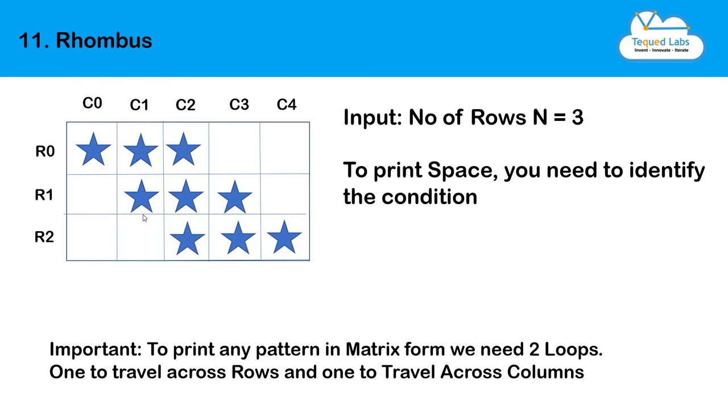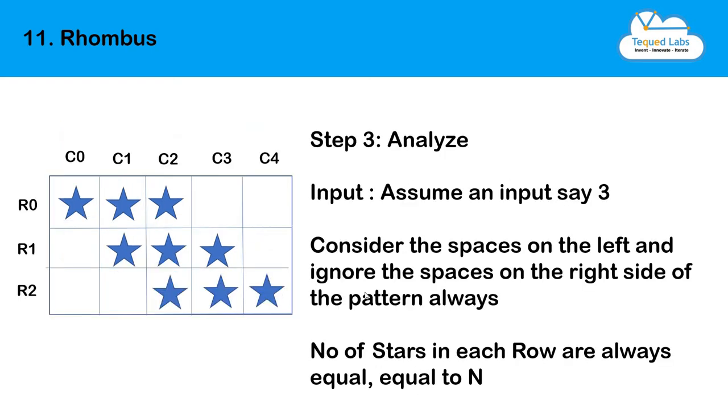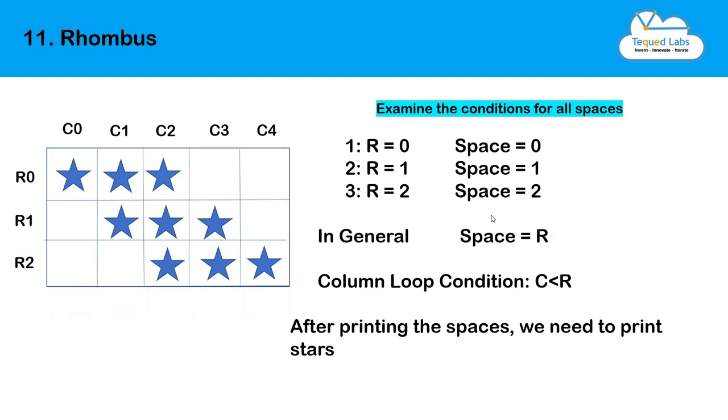Now the input is the number of rows, and let us assume it to be 3, which is happening to be in this case. So you can consider the spaces on the left hand side and ignore all the spaces on the right hand side. And then an important observation that we have made here is the number of stars in each row is same. So this is going to be the condition to print the spaces.